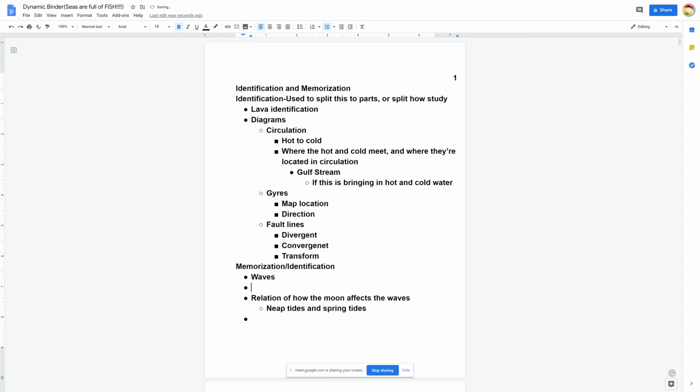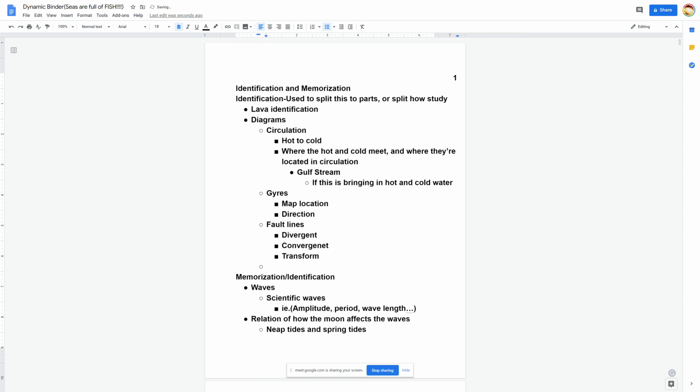I don't mean regular waves, but scientific waves, i.e. it would be amplitude, period, wavelength. This type of stuff you could also memorize at the same time. But back to identification at this point.